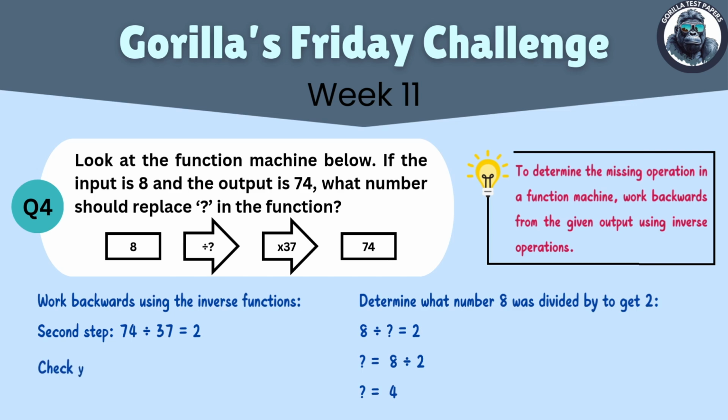Now let's double check our answer by applying the function steps in the correct order. So we do 8 divided by 4, which gives us 2. Then we do 2 multiplied by 37, which gives us 74. Since the final result is 74, our answer is correct. So therefore, the number that replaces the question mark is 4. This is the correct answer for this question.